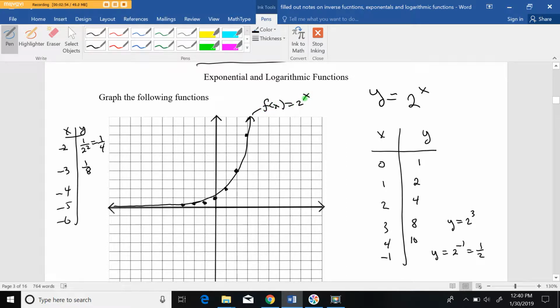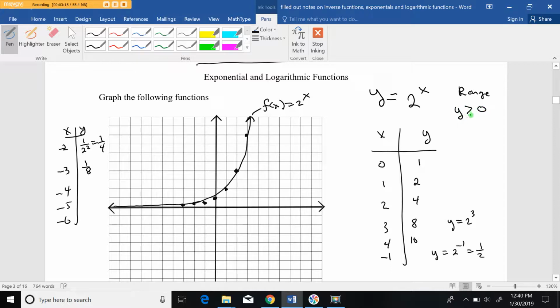Now, let's talk about some general properties of it. First of all, you'll notice there's no value you can put in for x and get a negative number out of this. So this graph, none of it is down here. So let's talk about the range of this function. You'll notice that all these function values are positive. So y has to be greater than 0.